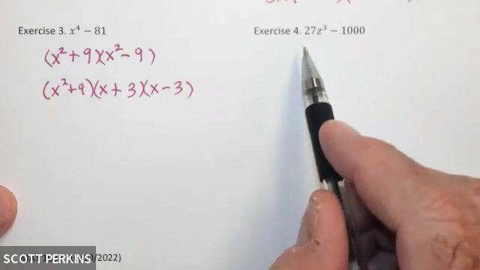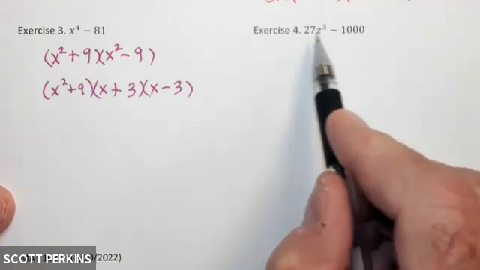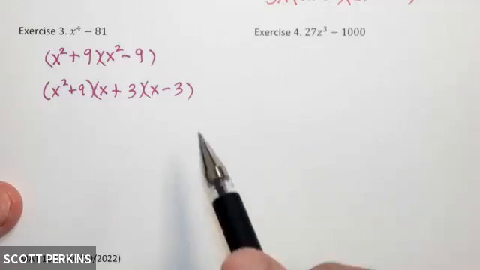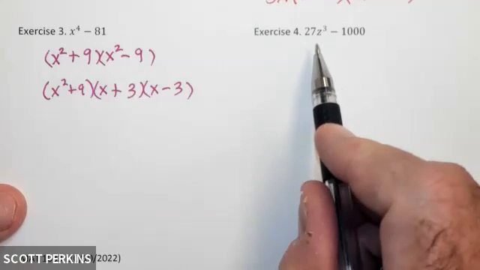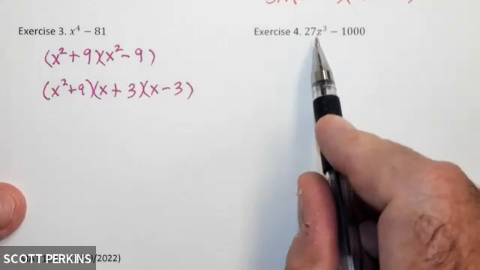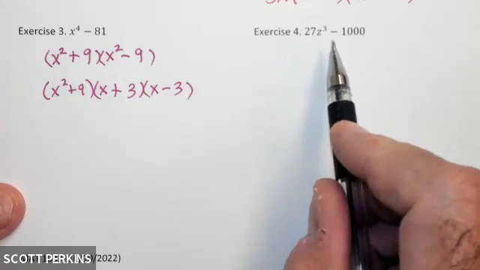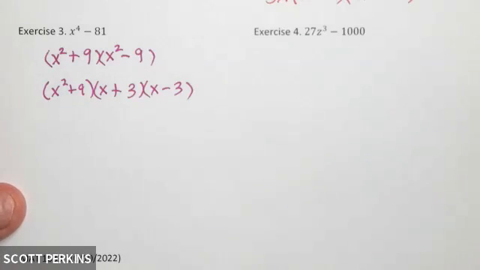All right, so exercise 4, notice there's no common factor. 27 and 1,000 do not share anything in common. We've got 2 terms here. Is this a problem that involves squares, or is it a problem that involves cubes? This one's a cubes problem.